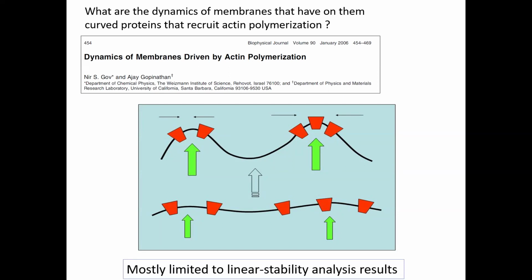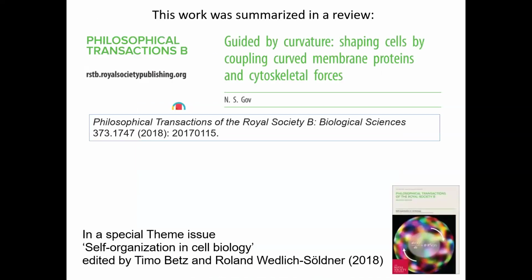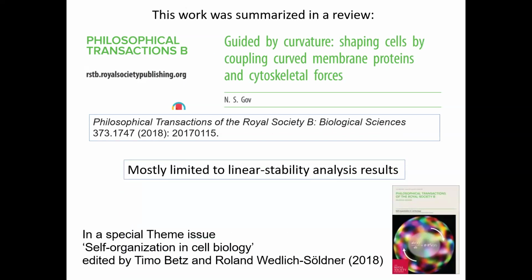The only problem is that when you do these linear stability analysis calculations, you're having a lot of fun because everything is analytical, but you're limited to just small perturbations. So you don't know what will really be the end result of this positive feedback. What kind of membrane shapes will really be created when this thing can run its course all the way? And all this work, which is mostly linear stability analysis, is summarized in this review paper, which is also a little bit old by now.